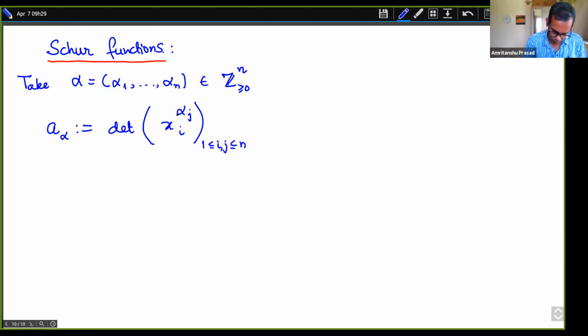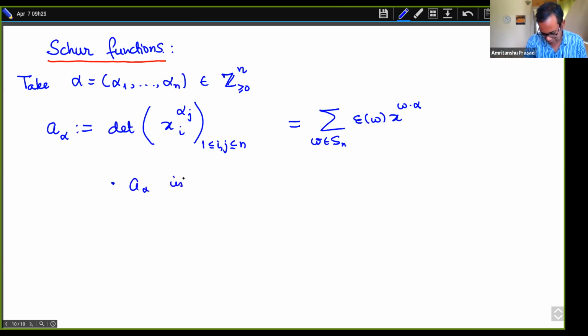Okay, so this is now a polynomial in the variables x1, x2, ..., xn. And explicitly, when you expand this determinant, this is the summation over w in Sn of epsilon w x to the power w dot alpha, where I'm using this notation x1 to the power whatever index there as well. And clearly, this is going to be an alternating polynomial. If you interchange any two variables, it changes its sign. And another point that you notice is, so A alpha is alternating.